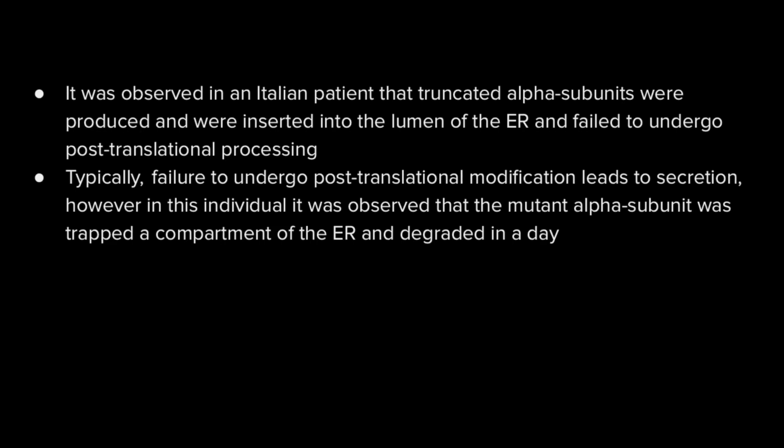in this study. In this study, it was observed that in an Italian patient, truncated alpha subunits that were produced were inserted into the lumen of the ER and failed to undergo post-translational processing. Typically, if this happens and it fails to undergo post-translational modification, it leads to it being secreted. However, in this individual, it was observed that the mutant alpha subunit was trapped instead in a compartment of the ER and was later degraded.